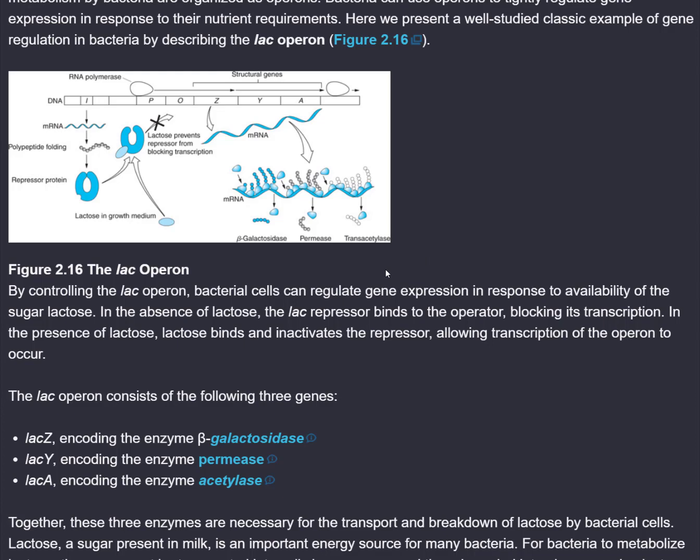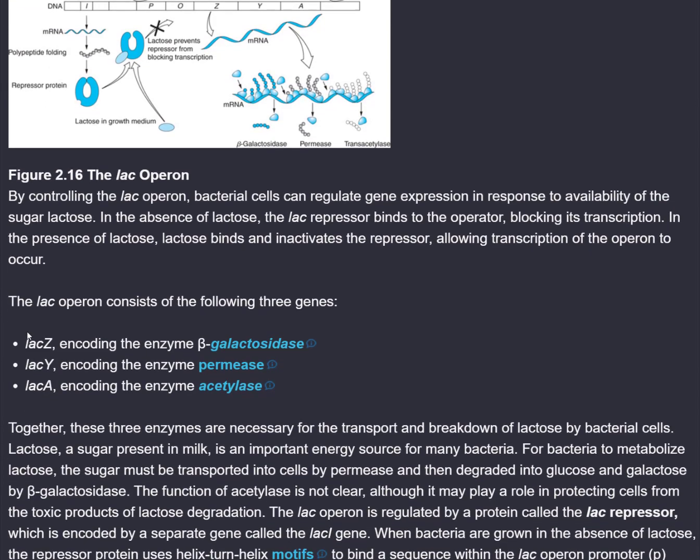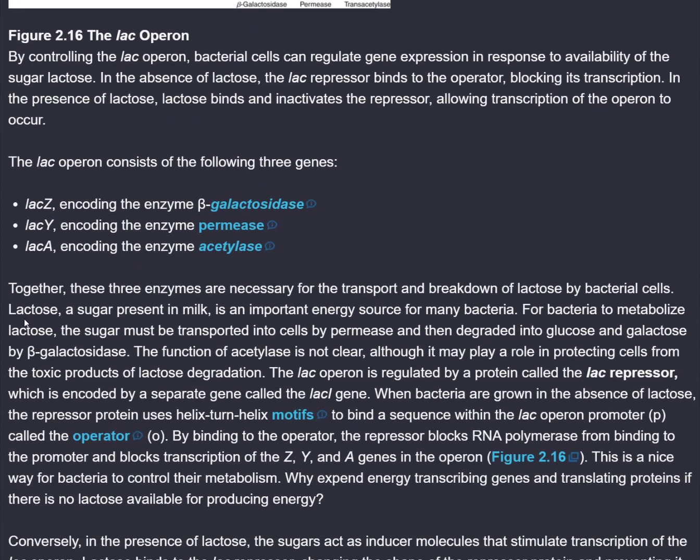Lactose, a sugar present in milk, is an important energy source for many bacteria. For bacteria to metabolize lactose, the sugar must be transported into cells by permease and then degraded into glucose and galactose by beta-galactosidase. The function of acetylase is not clear, although it may play a role in protecting cells from the toxic products of lactose degradation.